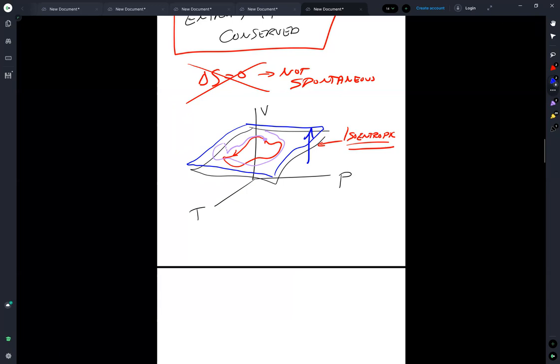I mean, not within the universe. You can always have your system, like a refrigerator, in which you are cooling something and pumping the heat into the universe elsewhere. But within a closed system, entropy is always going to be increasing. And once you have moved from one isoentropic surface to the next, you're not going to get back down to the previous.